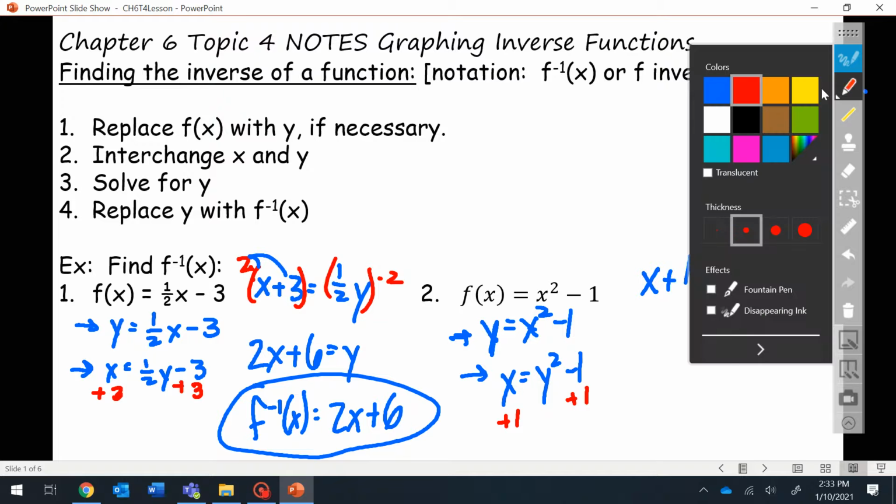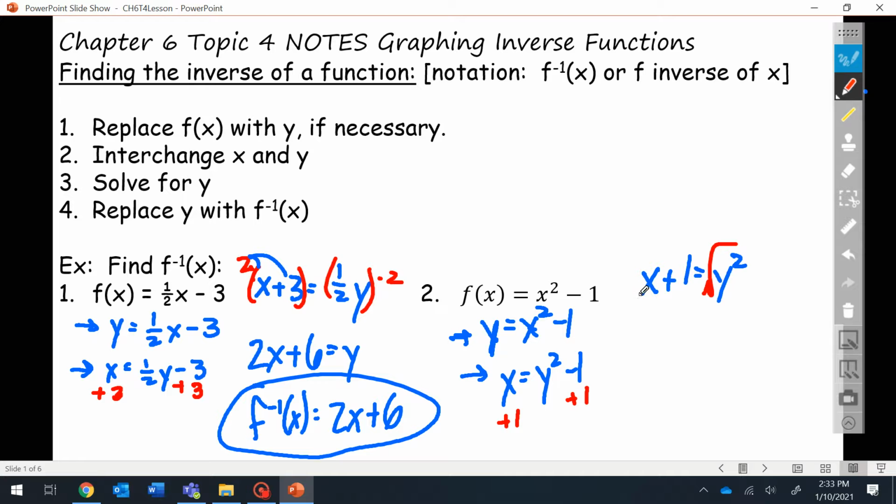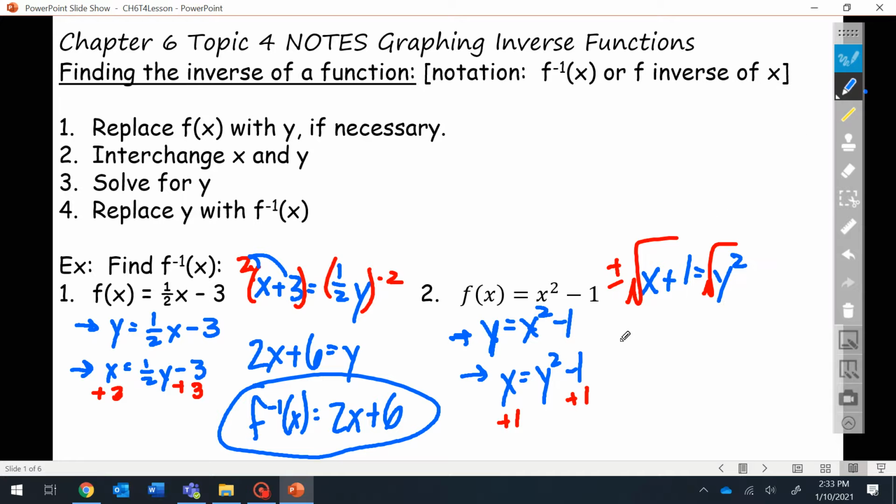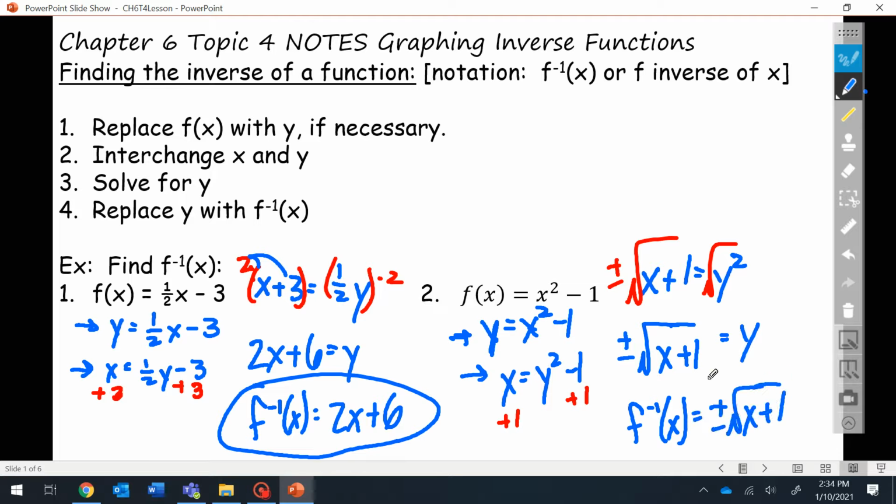And then to get rid of the square, as we learned with quadratics, we'll take a square root. And don't forget plus or minus. So we end up with plus or minus square root x plus 1 equals y. And that's our inverse function. f inverse of x is equal to plus or minus square root of x plus 1.